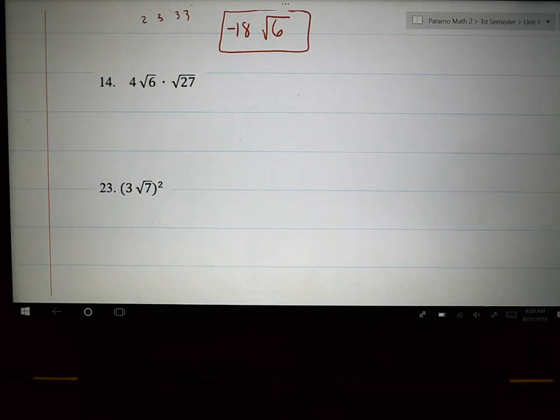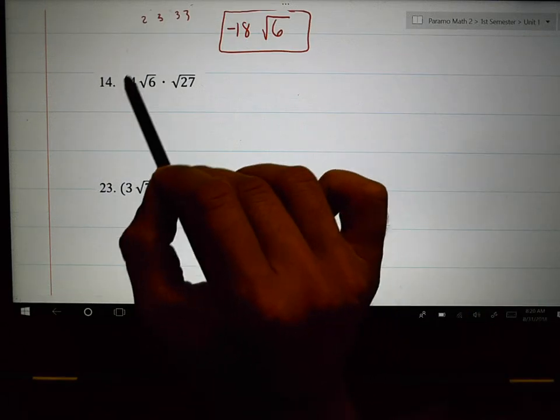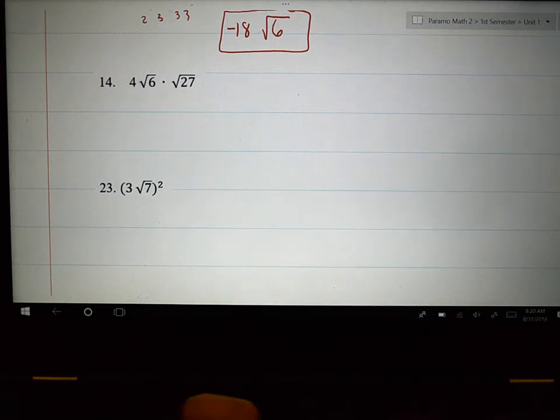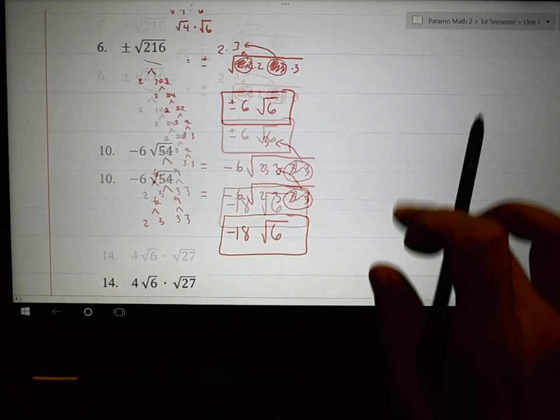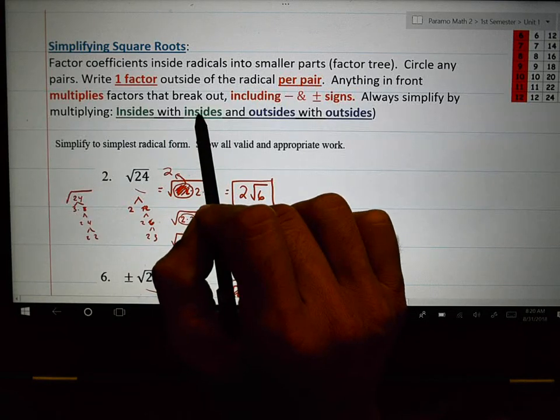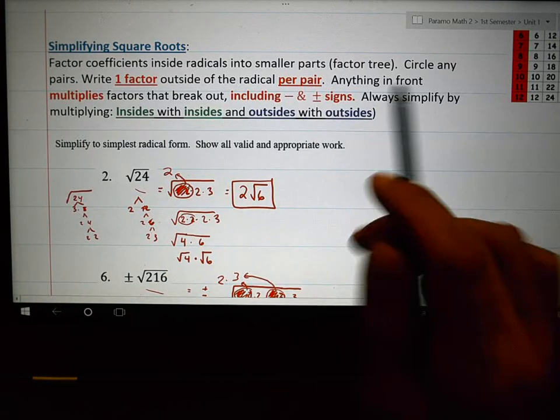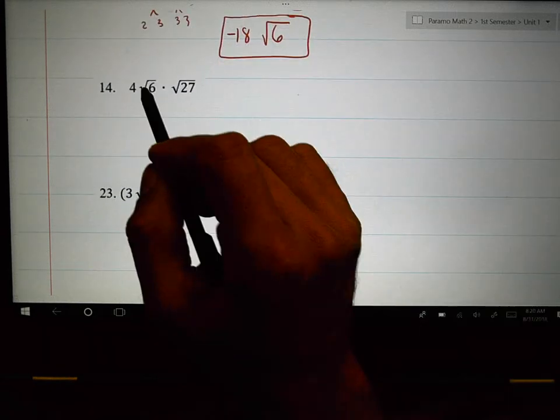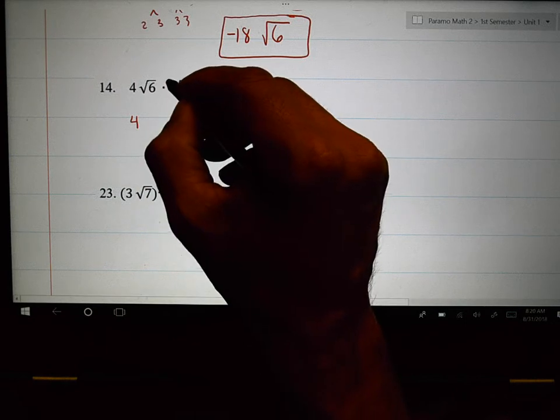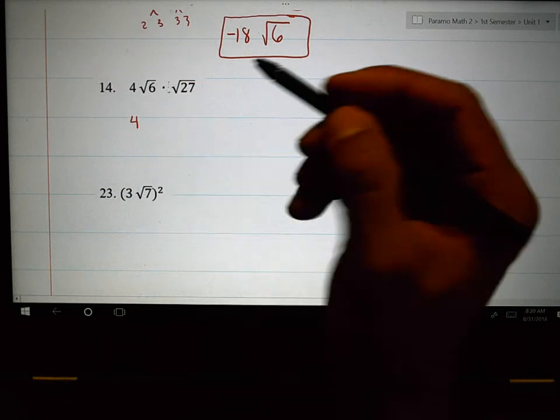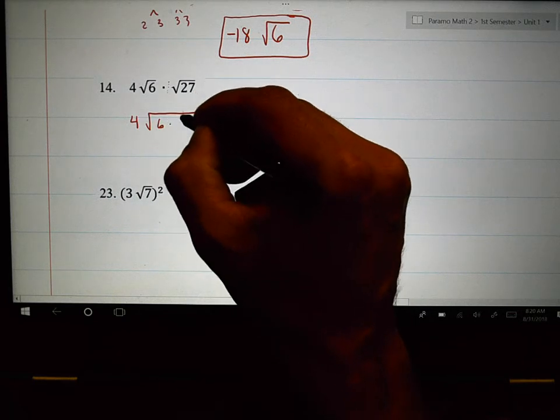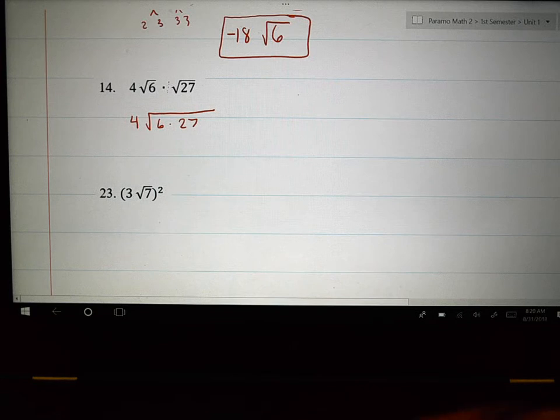How does it get harder, Mr. Promo? Sometimes they're going to have something that's already simplified multiplied by something else that is not simplified. So this is where, in that paragraph, insides multiply with insides and outsides multiply with outsides. Because the 4 is on the outside, it's going to multiply anything on the outside, and right now there's only this other invisible 1. That's on the outside. And then we have this inside multiplied by this inside. They're both inside that radical.